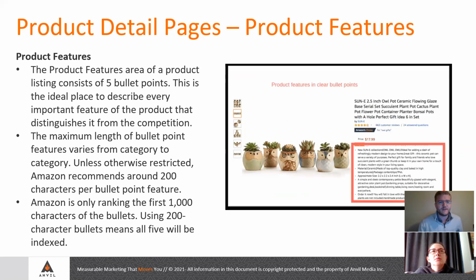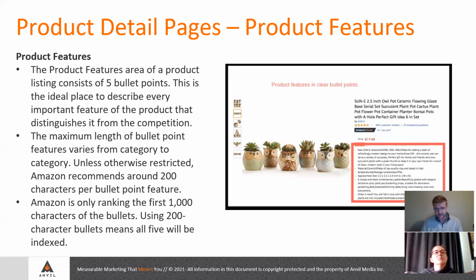All right, so next is product features. This is really just a bullet point section of your product features. This is the ideal place to describe every important feature about your product and how it distinguishes it from the competition. The maximum length of each one of these bullet points does vary from category to category. Unless otherwise restricted, Amazon does recommend about 200 characters per bullet point feature here.